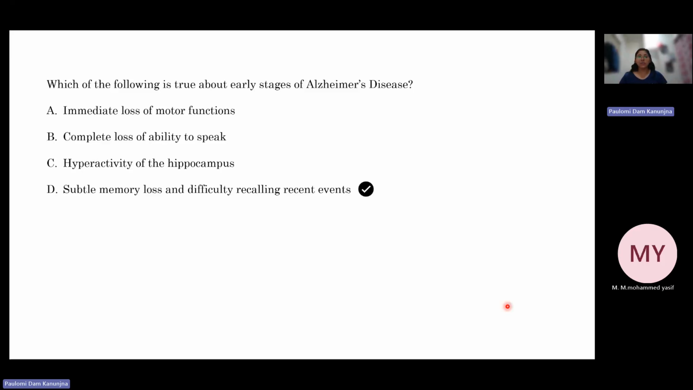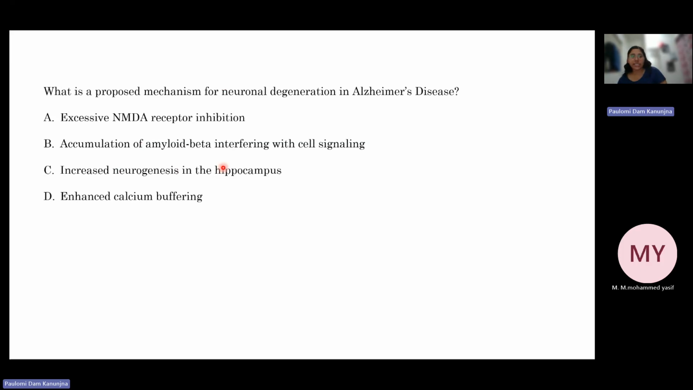The other option, complete loss of ability to speak, comes way later. It's at the end stage when everything starts getting degenerated. One thing leads to the other, and towards the end your motor function also starts to get problematic. You have loss of ability. But the initial stage and the most pronounced effect of Alzheimer's disease is memory loss, right? There is no hyperactivity of the hippocampus because your hippocampus is getting affected. So hippocampal activity is decreasing and not increasing. Let's go to the next question.